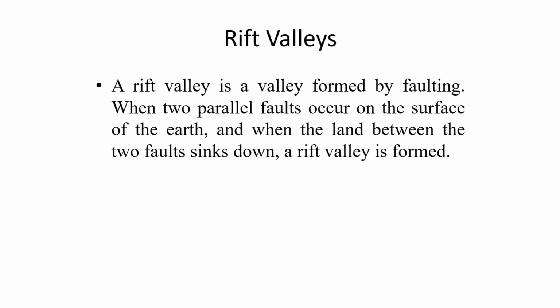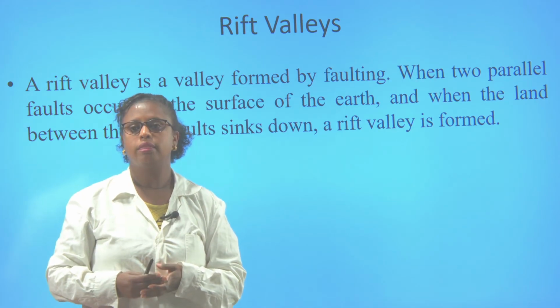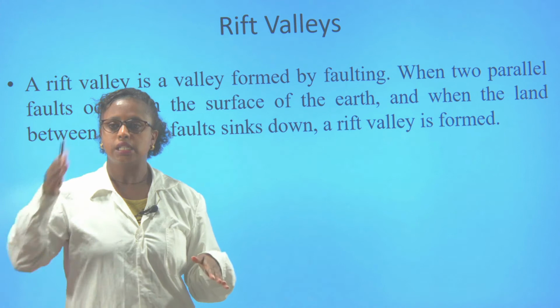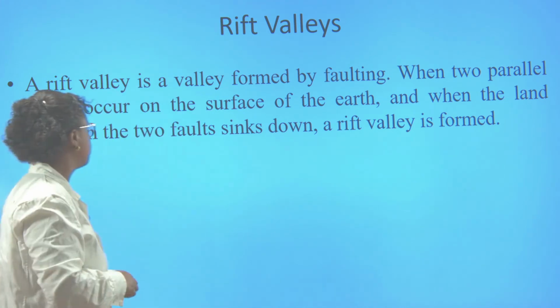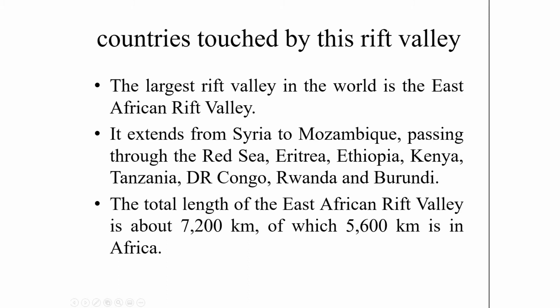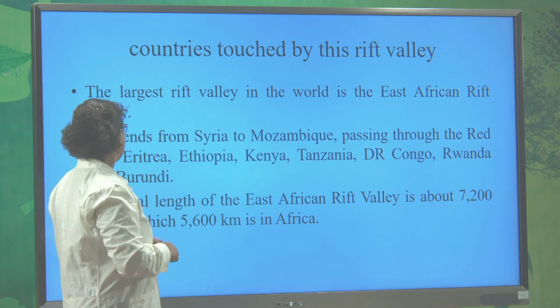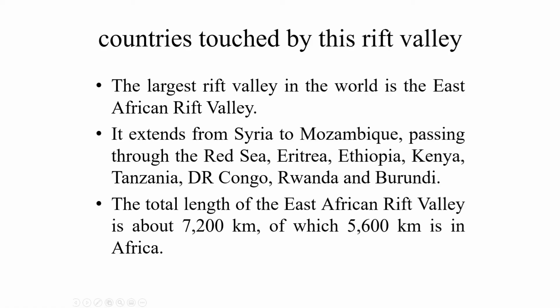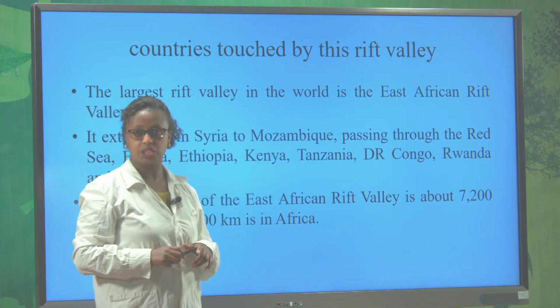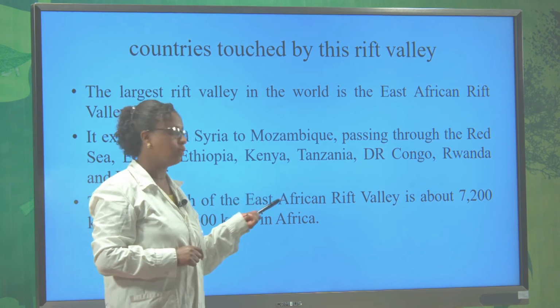Rift valleys are created because of this internal force, especially because of the faulting. These rift valleys are formed when the land between the two faults sinks down, then a rift valley is created. There is a large rift valley in the world, what you call the Great East African Rift Valley, including the Ethiopian Rift Valley. It extends from Eritrea to Mozambique, passing through Red Sea, Eritrea, Ethiopia, Kenya, Tanzania, Democratic Republic of Congo, Rwanda, and Burundi, the major countries touched by this Great East African Rift Valley.